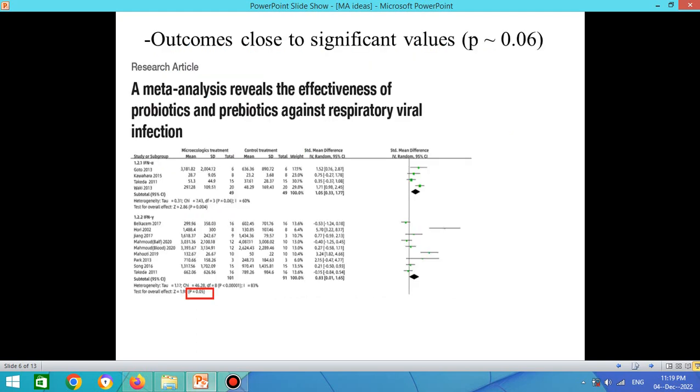Outcomes close to significant values, p-value 0.06. If you see here, 6 studies are on the right and only 3 studies are on the left. So if you include another 2 papers, the result may be significant, below 0.05, or you can confirm the findings of the previous meta-analysis.